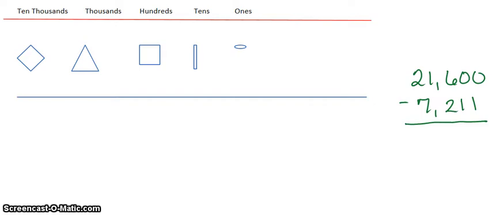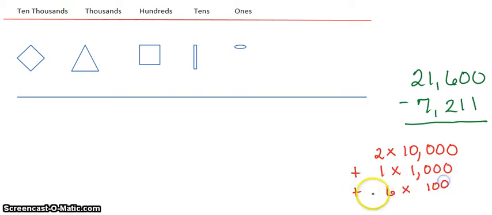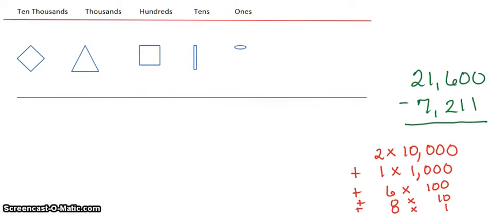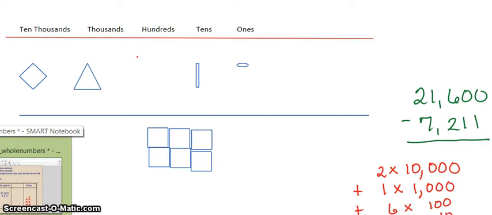So keep in mind that the number 21,600 actually means 2 times 10,000 plus 1 times 1,000 plus 6 times 100 plus 0 times 10 plus 0 times 1. So that's really what it means. All right, so since we have 6 in the hundreds place, I'm going to bring down 6 of these squares. So here are my 6 hundreds.